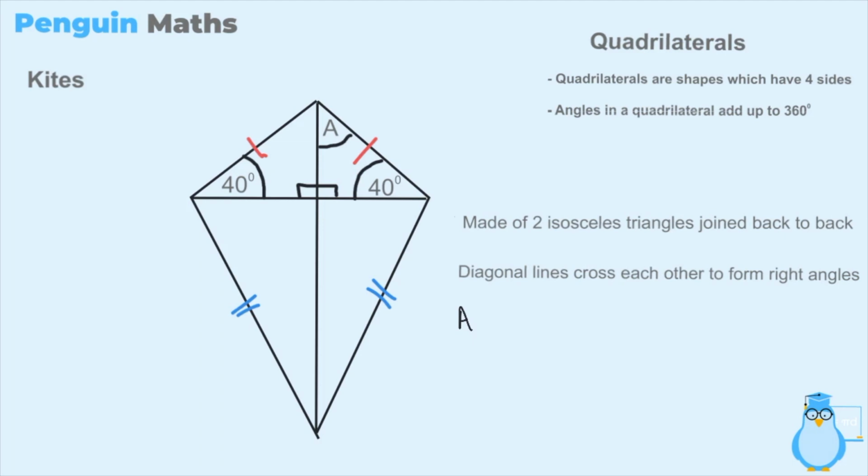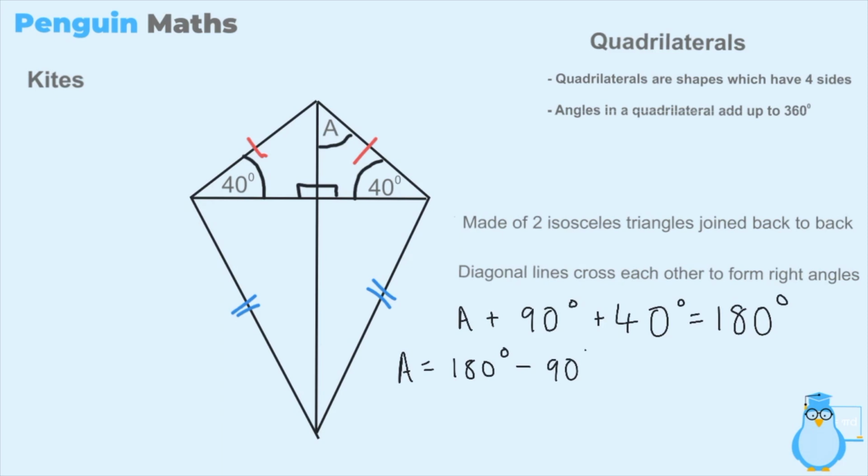angle A plus 90 degrees plus 40 degrees is equal to 180 degrees. Therefore, if we take the 90 and the 40 over to the other side, we can say that angle A is equal to 180, take away the 90 and the 40. Therefore, angle A must be equal to 50 degrees.